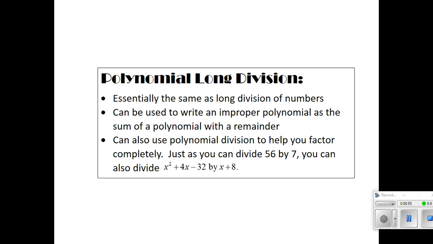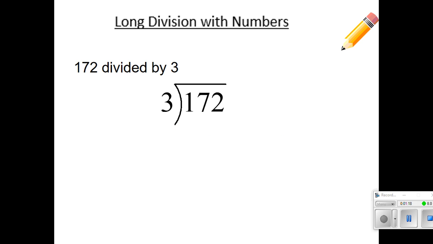So say you have a polynomial, but you can't factor it using the AC method or grouping, but we still can factor it. We would use long division to help us factor the polynomial. So we can divide x squared plus 4x minus 32 by x plus 8. Okay? So let's practice long division with numbers because I know it's been a while.